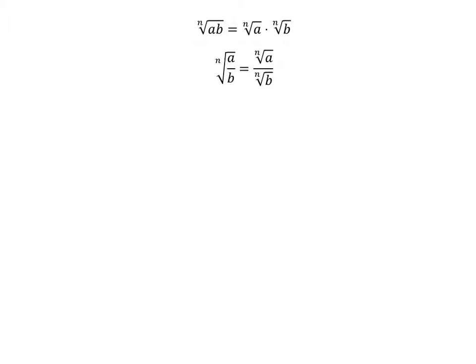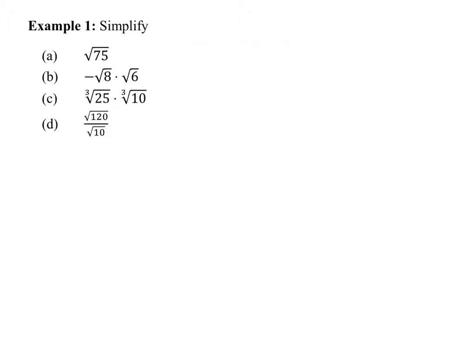Okay, we need to apply this to the first example. So looking at example A, or part A of example 1 here. What can 75 be broken up into? What two values can fill in those blanks? And there's more than one answer here. Just give me a general answer. It doesn't matter, whatever you want.